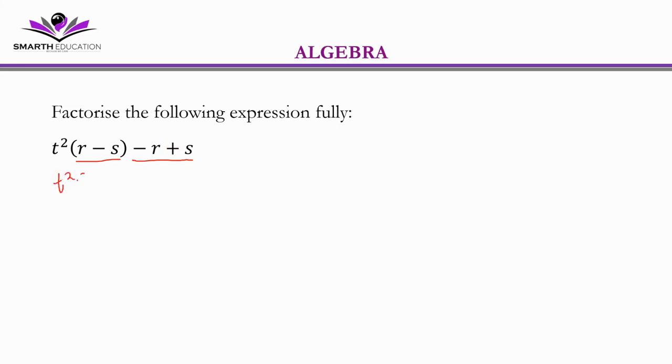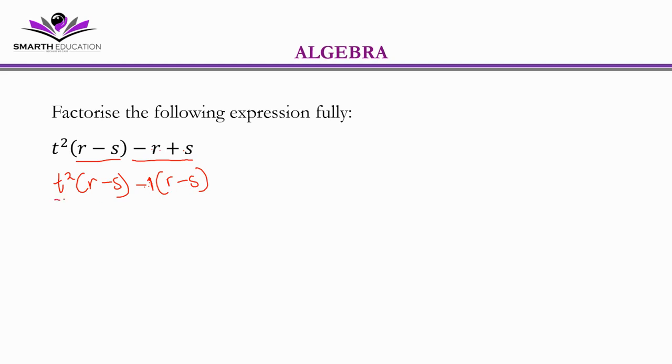So t squared and r minus s. And then we can factor out -1. So it becomes -1 outside. Let me just write 1 on those. It's not necessary to write it. So you have -1 here, and then outside then becomes positive r. Negative r divided by -1 is positive r. Then positive s divided by -1 is negative s. See that? Okay. So now we have a common bracket.